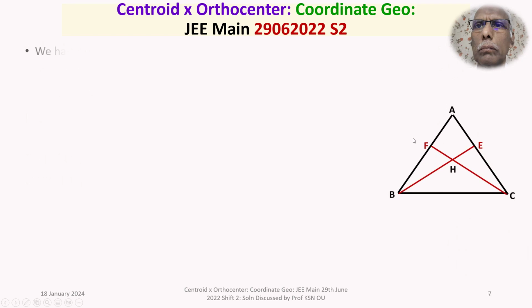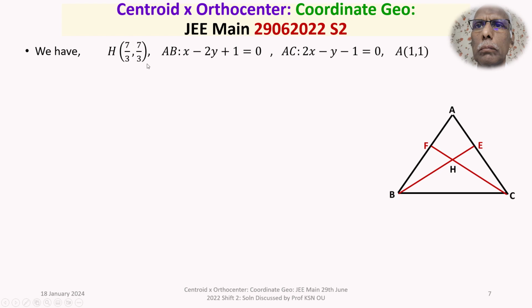So that's our triangle, and that's our orthocenter H, (7/3, 7/3). The equation of side AB is here, and the equation of side AC is here. The coordinates of A we have already found as (1, 1). Now, what will be the coordinates of B? B lies on the straight line AB.